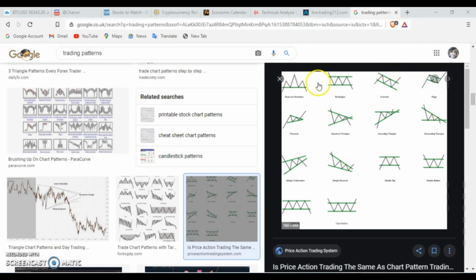So just to finish off with some patterns, right? Usually there's a reason for these patterns, and each of these patterns is a psychological matter. The reason these patterns form is because psychologically that's what's happening in the price and in the trading, in the psychology of the trader. So some certain patterns just to go through.